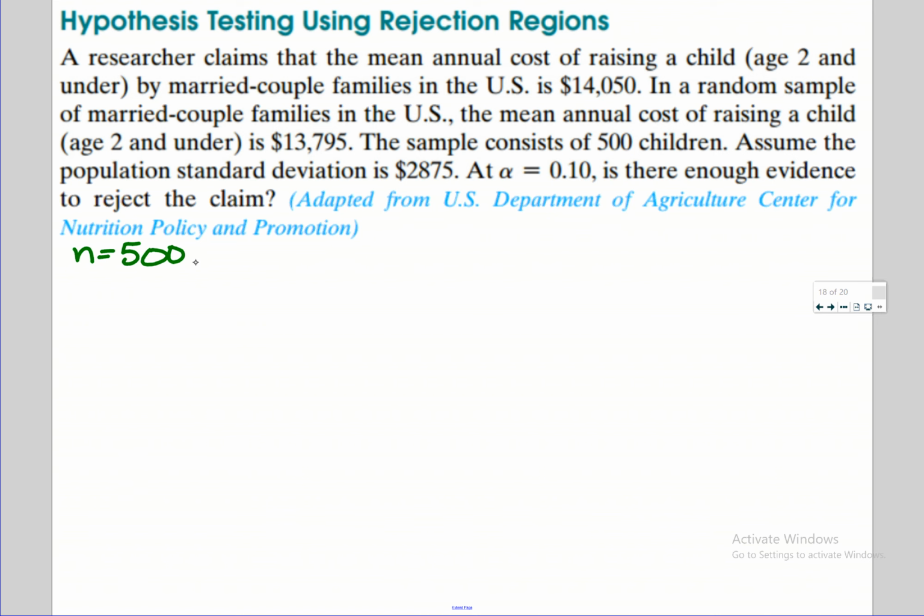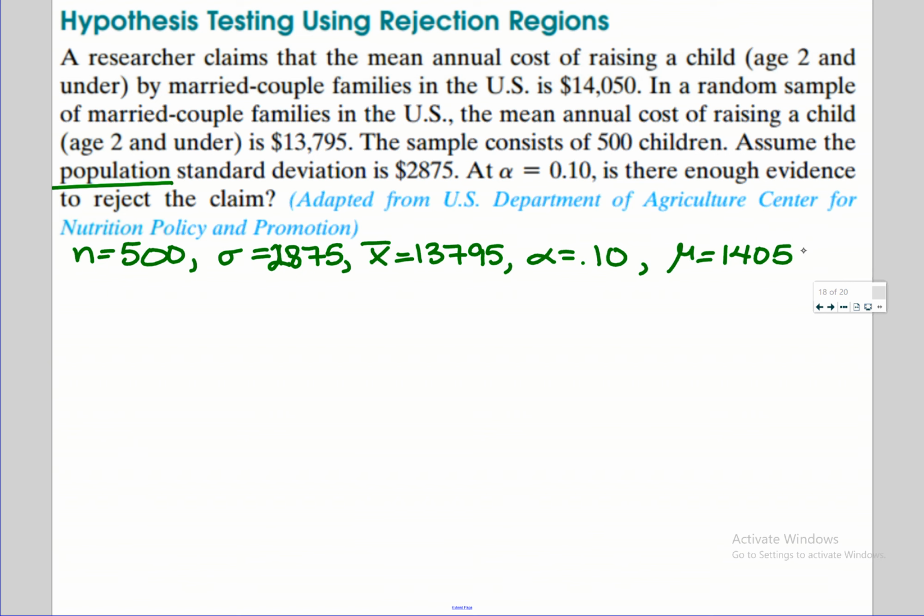Okay, what else do we know? Next thing I check for is my standard deviation. I have the population standard deviation, so that's going to allow me to use my Z's in a minute. 2875. Let's see, the sample mean was 13,795. The level of significance was 0.10, and then the population mean, that's going to be part of our hypothesis that's being tested as part of the claim, is the 14,050.